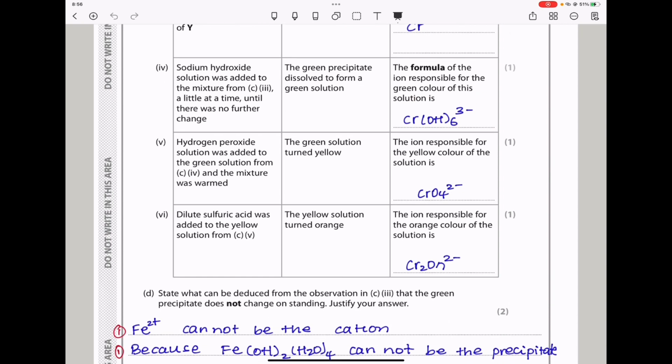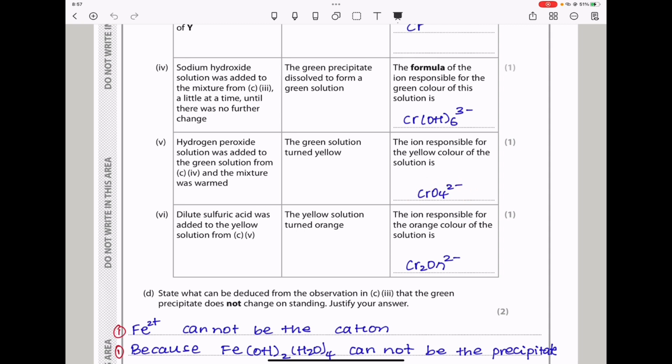The next they say hydrogen peroxide solution was added to a green solution formed above, and the mixture was warmed. Now, every time they add hydrogen peroxide, think of it as a good oxidizing agent, and therefore chromium 3 is being converted into chromate 6. So the green solution, of course, turned yellow, and this is showing you that that is chromate 6, which is that. So they ask the ion responsible for the yellow color of the solution. This is going to be that, which is chromate 6.